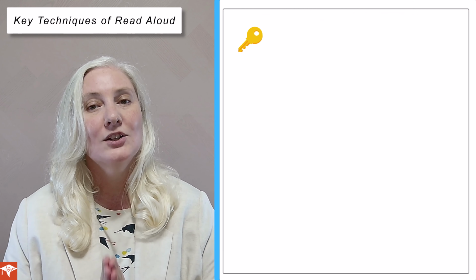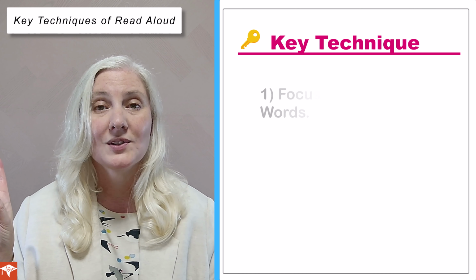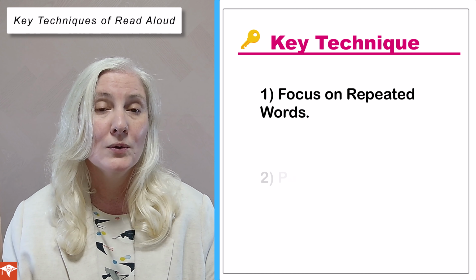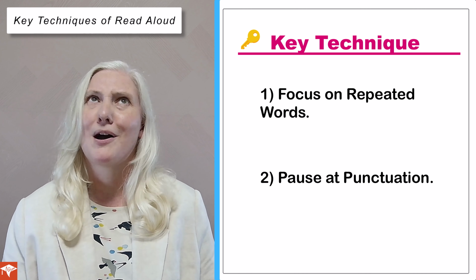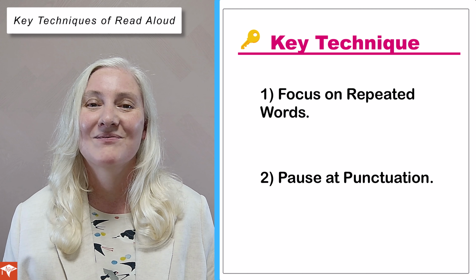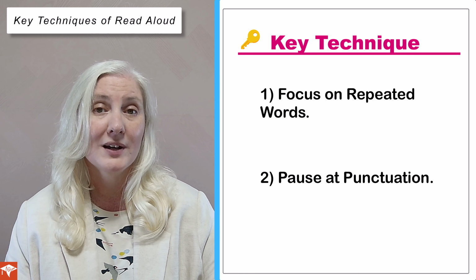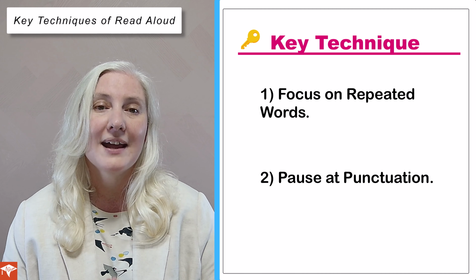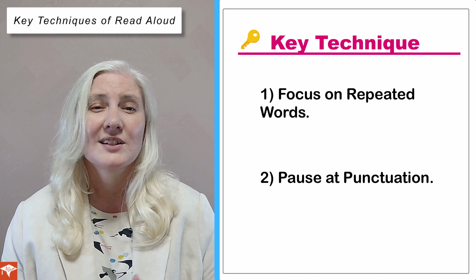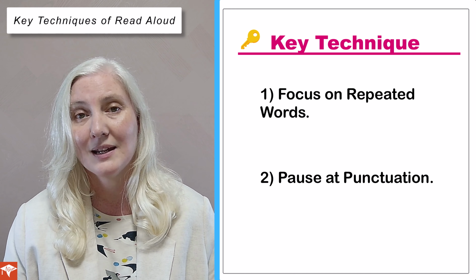My top technique to read aloud with good rhythm is just 2 steps. 1, focus on repeated words, and 2, pause at punctuation. So what do I mean by focus on repeated words? Well, you have 40 seconds to read silently before you have to read aloud. During that time, you do not need to read every word. Just find the key words, the important words that hold the sentence's meaning.